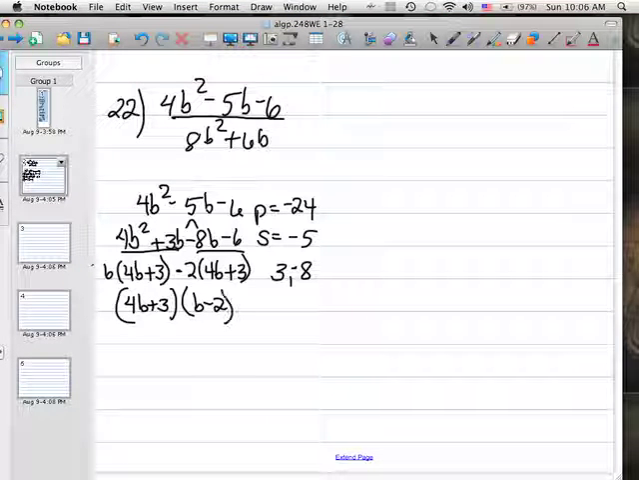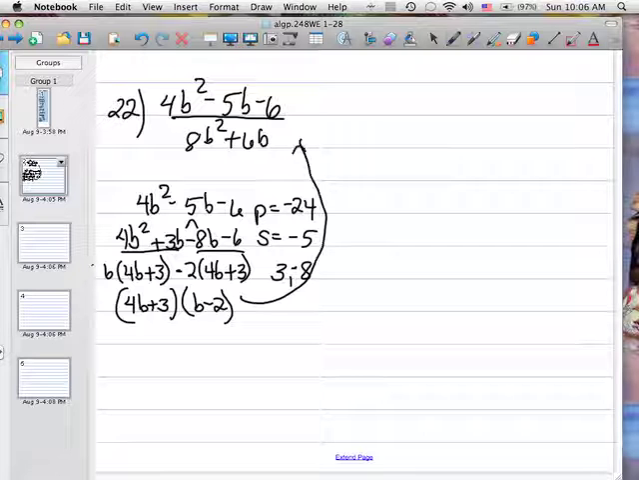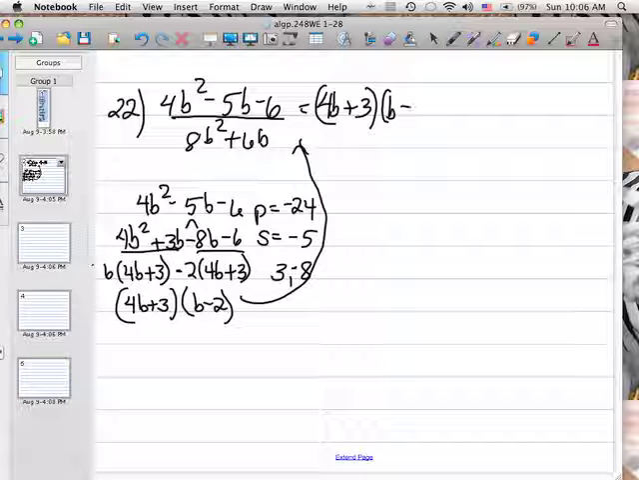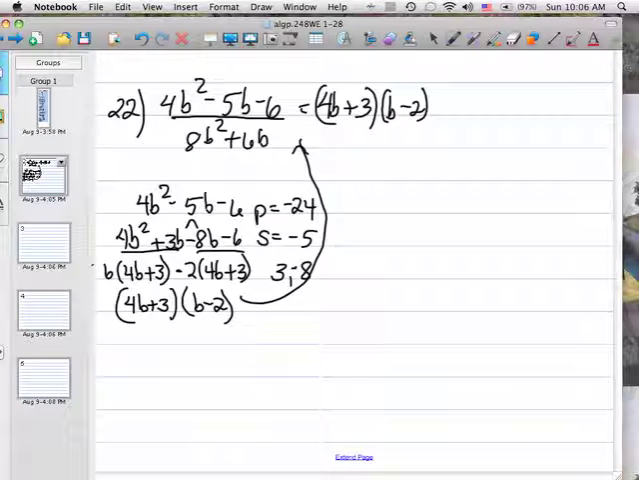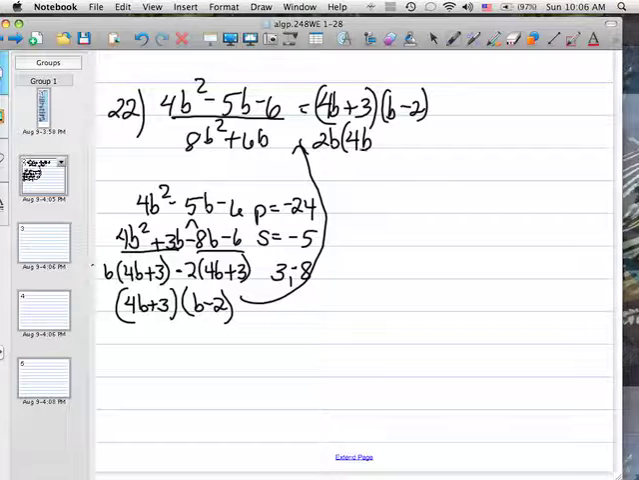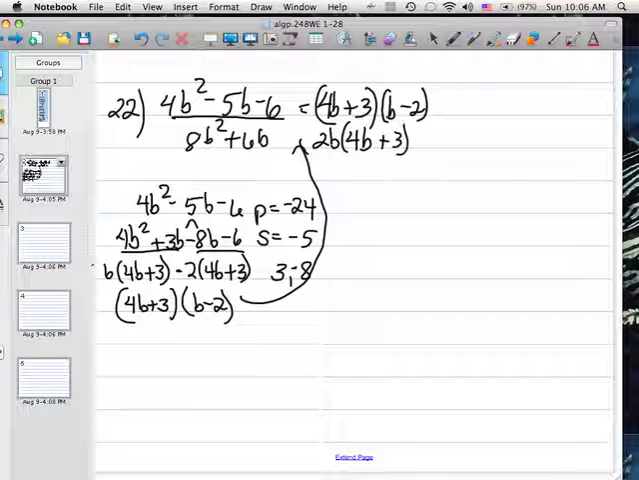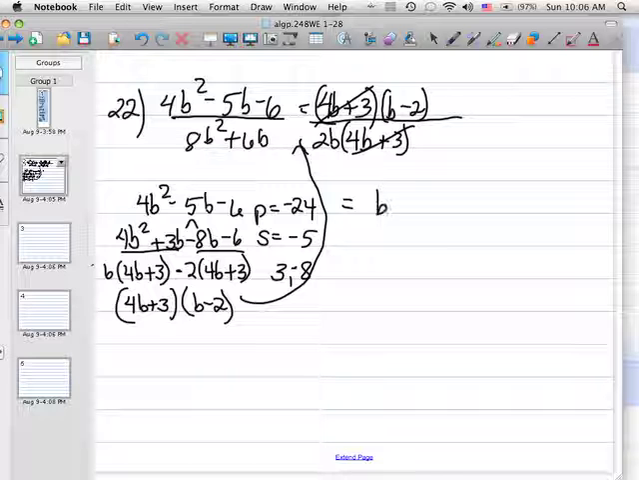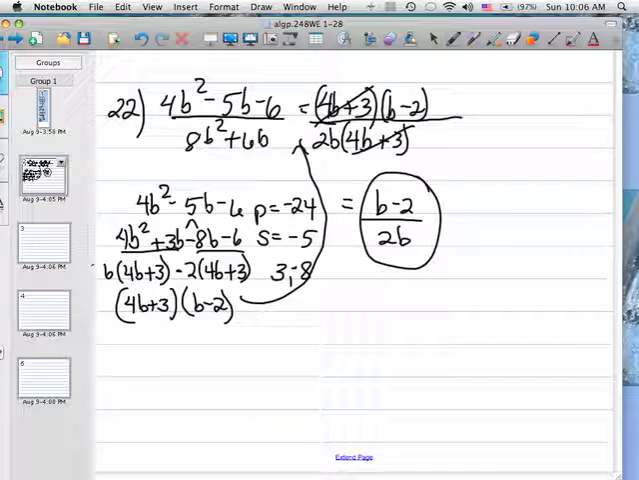So now we can go back and put those up here. So this is 4b plus 3 and b minus 2. The bottom I can pull out a 2b, and that leaves me 4b plus 3. So I can cancel out the quantity 4b plus 3 because they're identical, and that gives me the answer b minus 2 over 2b. And I cannot cancel out anything from there.